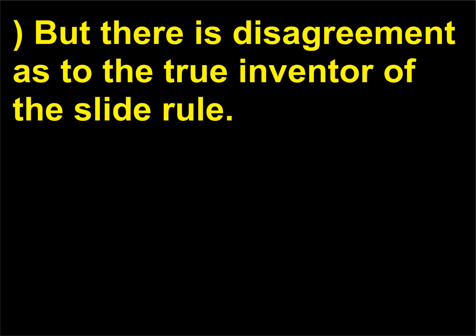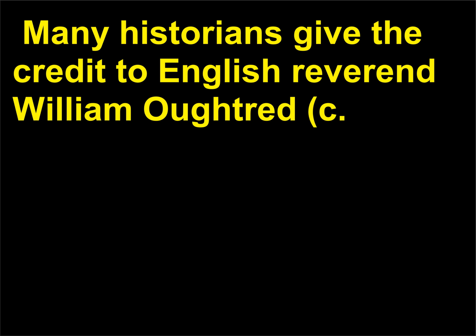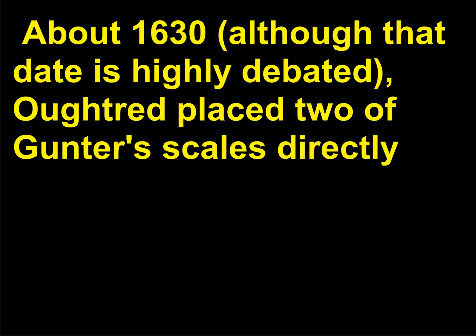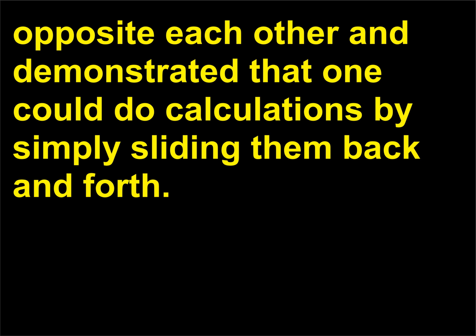But there is disagreement as to the true inventor of the slide rule. Many historians give the credit to English Reverend William Oughtred, c. 1574–1660, who improved upon Gunter's idea. About 1630, although that date is highly debated, Oughtred placed two of Gunter's scales directly opposite each other and demonstrated that one could do calculations by simply sliding them back and forth.